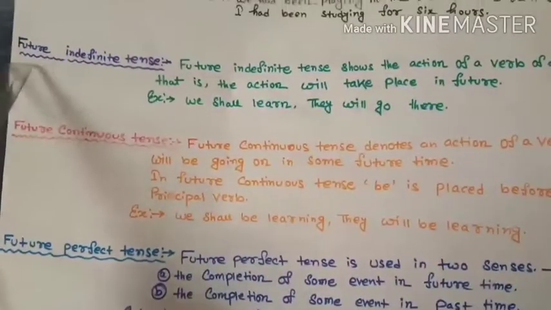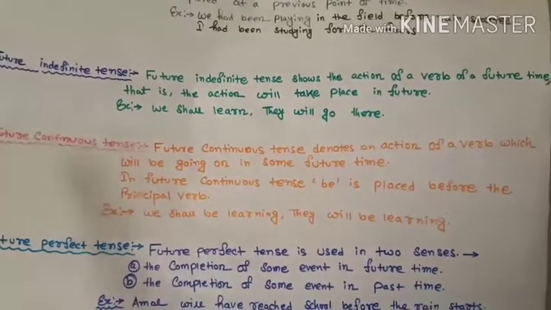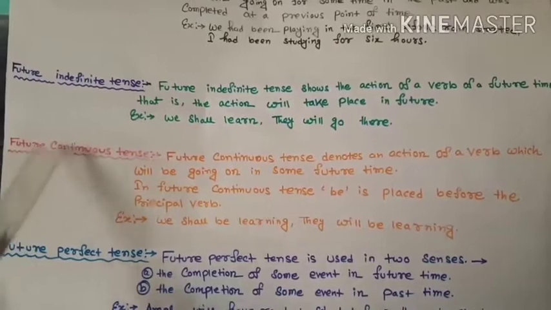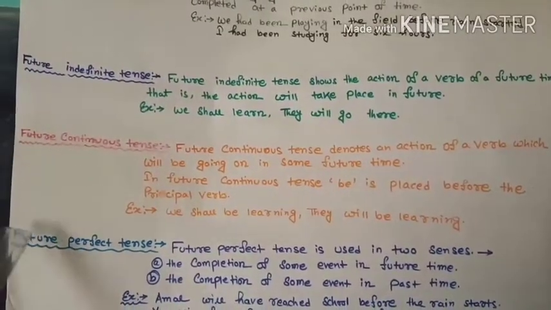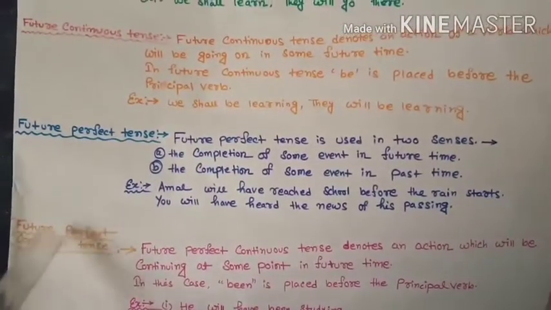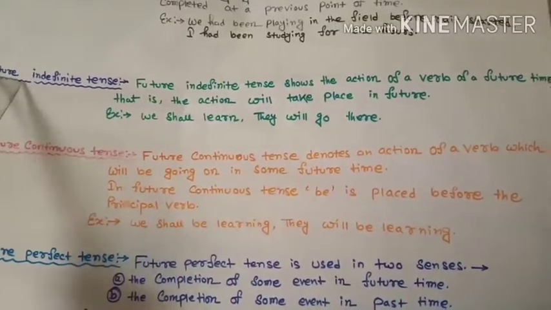Okay students, now come to the future tense. The four parts of future tense you can see here. First one is future indefinite tense. Second one is future continuous tense. Third one is future perfect tense. And the fourth one is future perfect continuous tense. So now come to the first one. We can see here it is future indefinite tense.